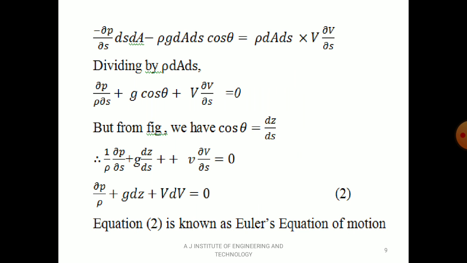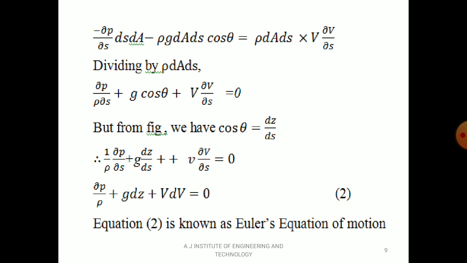Therefore (1/ρ) ∂p/∂s + g dz/ds + v ∂v/∂s = 0. Then taking 1/∂s common, we get 1/∂s times [(1/ρ) ∂p + g dz + v ∂v] = 0.